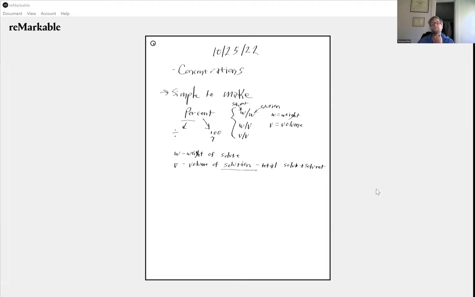So, suppose you have... Oh, I'm going to show you, by the way, dilution calculations. I'm going to give you a real simple little formula. I don't like giving formulas, but this particular one is very useful and very simple. So we're going to talk about dilutions as well.